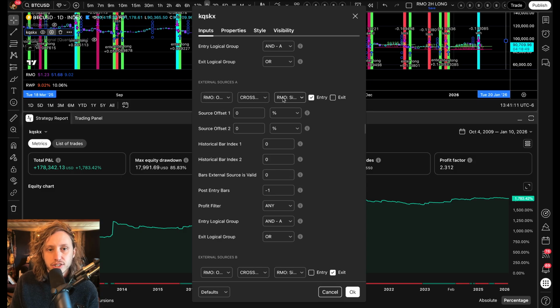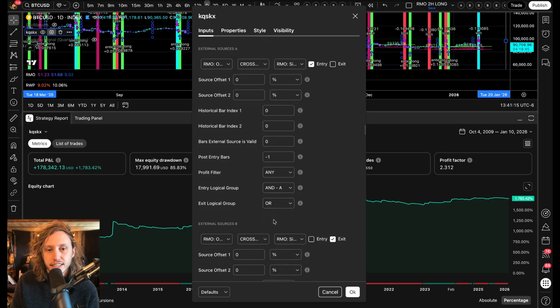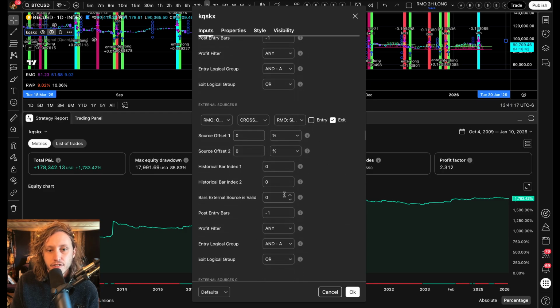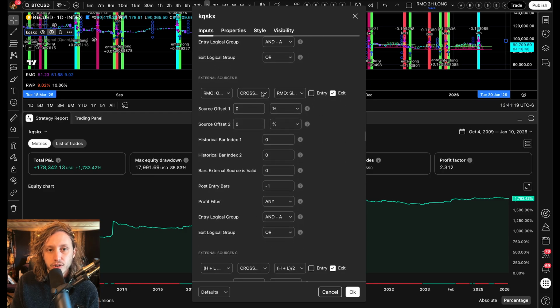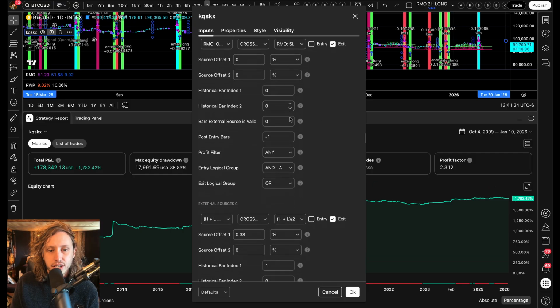But the RMO just needs to cross the RMO signal line for our AND A setting as far as the entry goes, and for our exit, we're just closing when it crosses to the downside. So there can definitely be good bits of optimization done there as well.